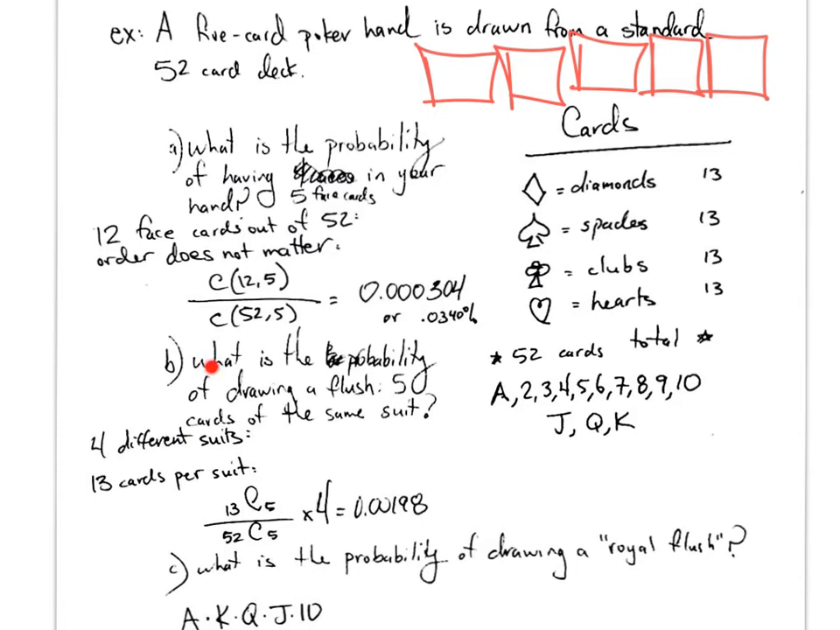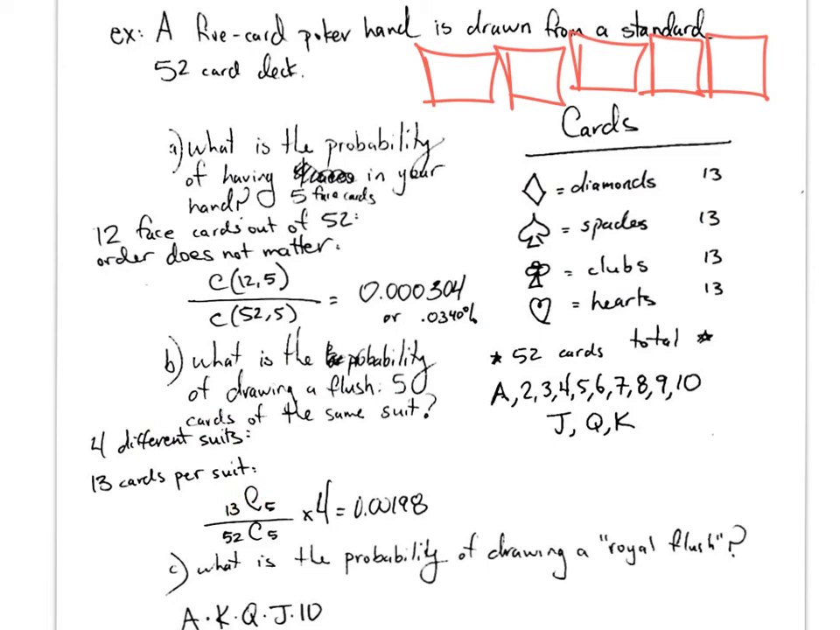All right, B, what is the probability of drawing a flush? So a flush is 5 cards of the same suit. So we know that there are 13 cards per suit. There are 4 different suits, right? So it's going to be the probability of getting a flush of diamonds, plus the probability of a flush of spades, plus the probability of a flush of clubs, plus the probability of a flush of hearts.